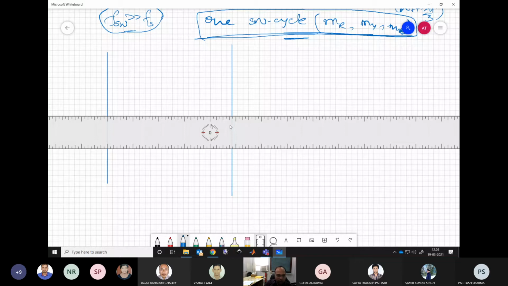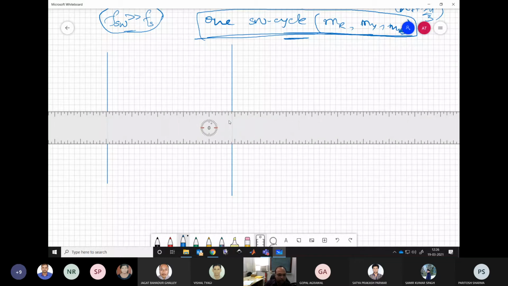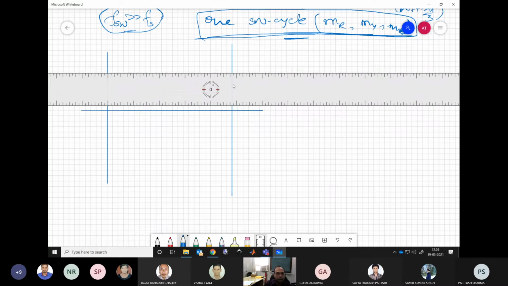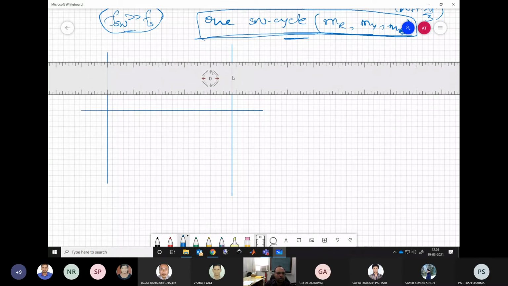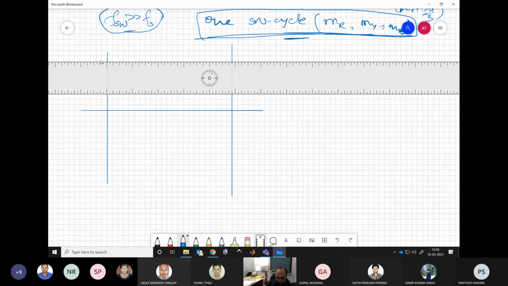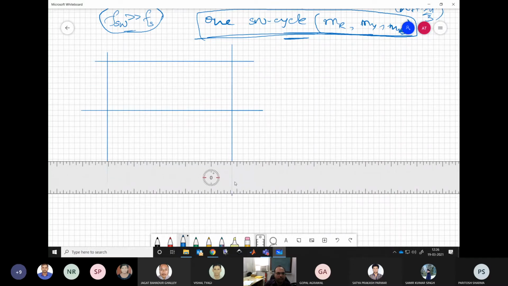So this is our, let's say, the zero axis, because we are dealing with the bipolar quantities. So we have zero axis, and then let's say here is our positive limit, and then we have our negative limit.